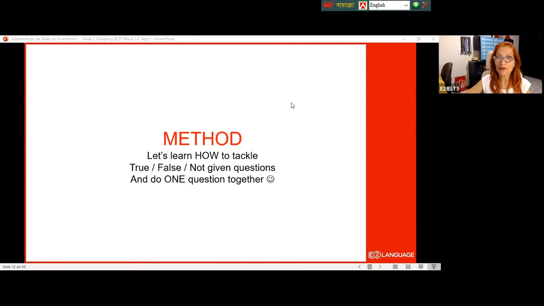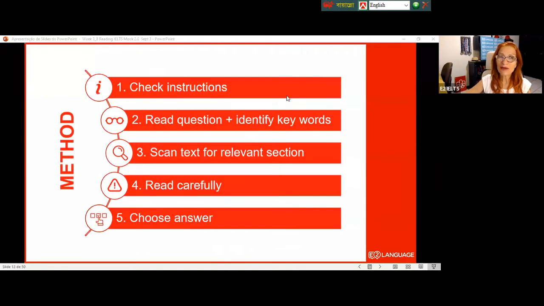And we're going to do one question together. So the method is check the instructions, read the question and identify keywords. Scan the text for relevant section. And then read carefully. So once you identify the paragraph that you believe the answer is there based on keywords, you're going to read carefully and then you're going to choose your answer.